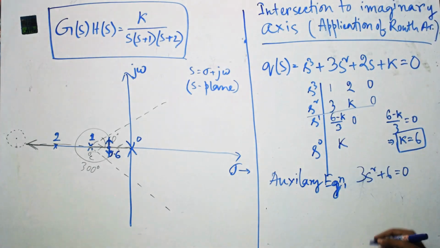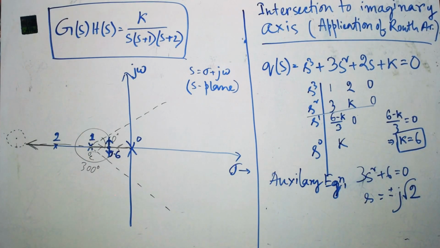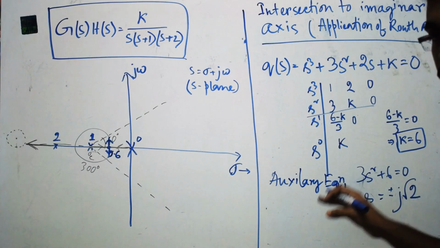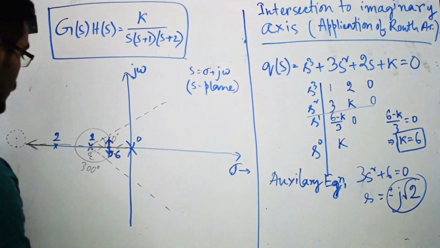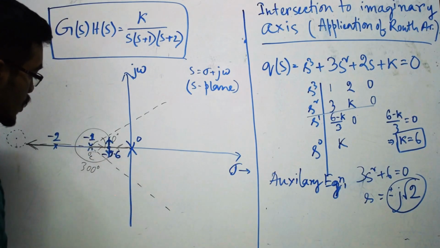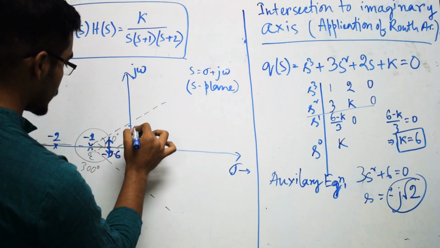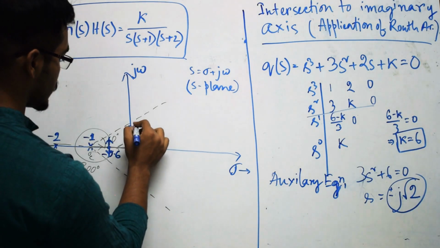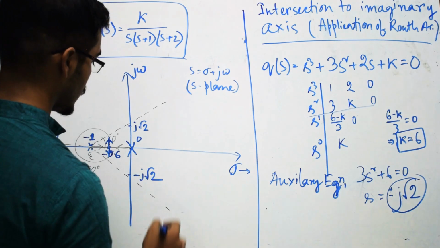From the auxiliary equation we get the s value equal to plus or minus j root 2. These are the intersections with the imaginary axis. So one is here, another is here: one is plus j root 2, another is minus j root 2.